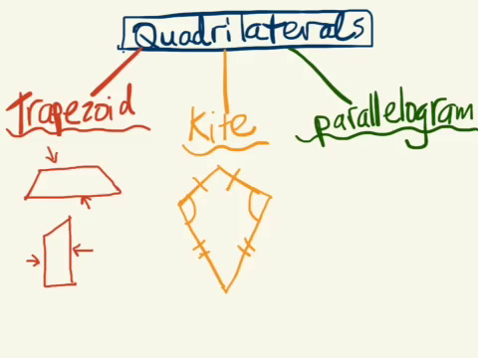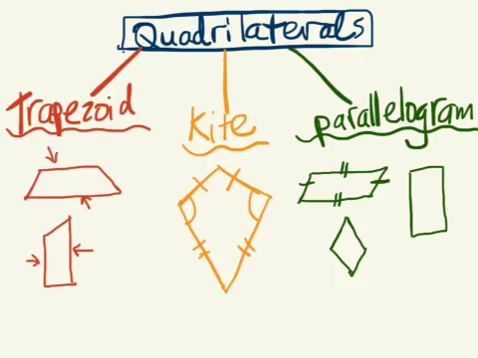And parallelograms have two sets of parallel lines. Opposite angles are the same, and opposite sides are the same length, which means that rectangles are a type of parallelogram. Rhombuses, or rhombi, are types of parallelograms.